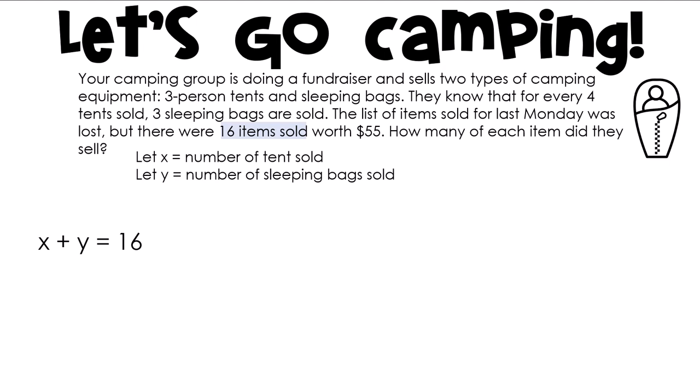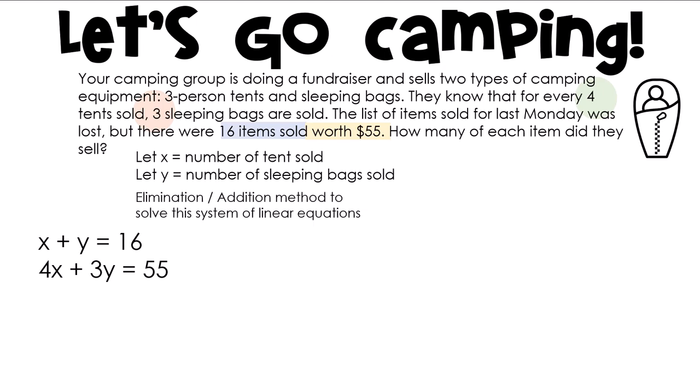Now for the next one, we're going to talk about money. We know that for every 4 tents sold, there were 3 sleeping bags sold, and the total amount sold was $55. Let's create our next equation. 4 times X, because for every 4 tents sold, 3 sleeping bags were sold, and that gives us plus 3Y. How much money did they make? $55. Now that gives us our second equation.